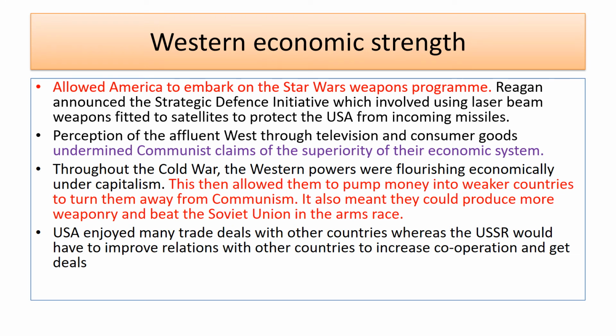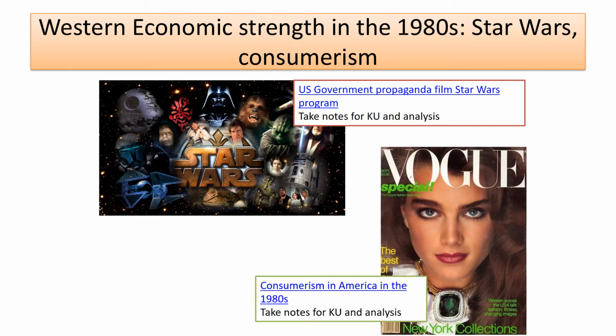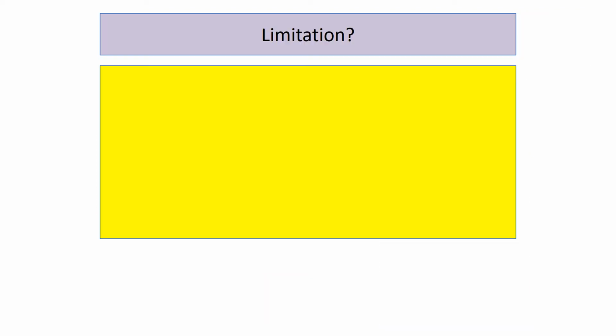The USA also had a lot of trade deals with other countries, whereas the USSR would have to improve relations with other countries and try to increase cooperation to get deals done. Now this gives you a link here to the US government propaganda film on the Star Wars program, which lets you see what they were trying to produce. And this gives you a link to consumerism in America in the 1980s to let you see what consumerism was like.